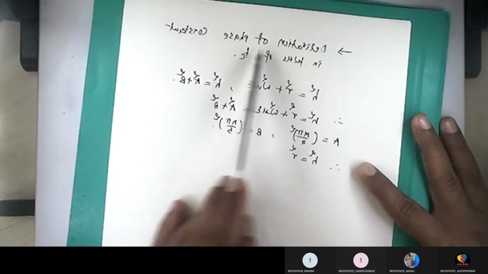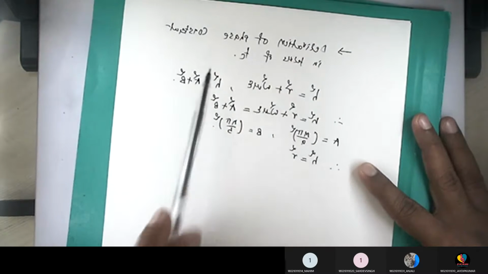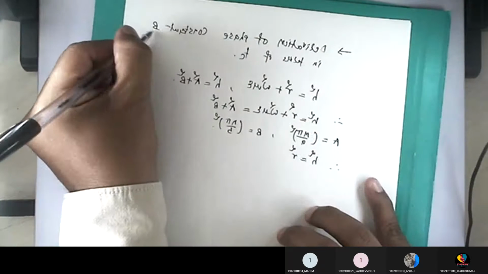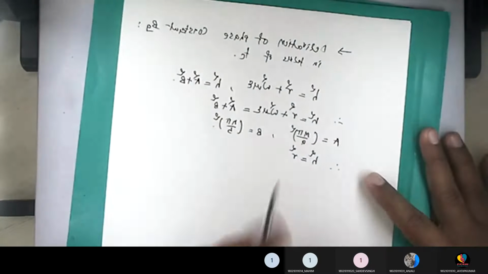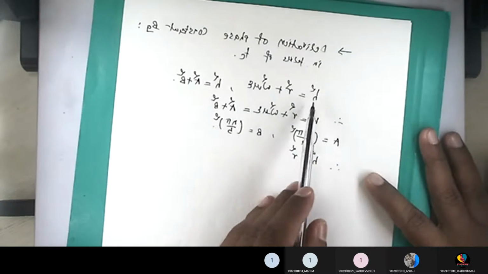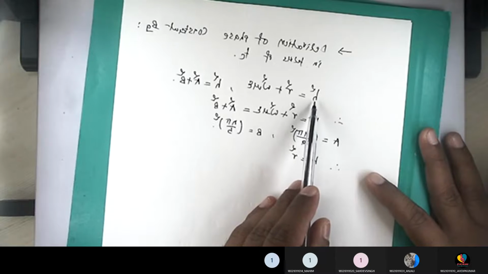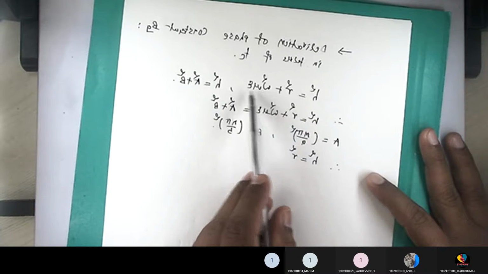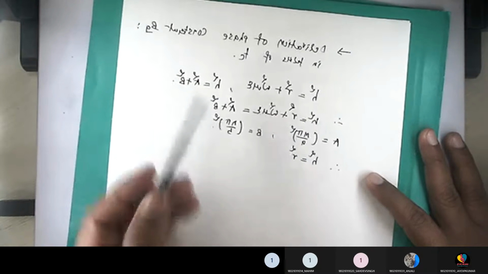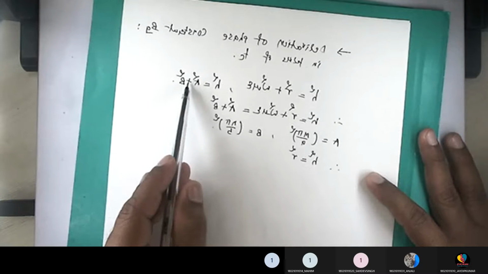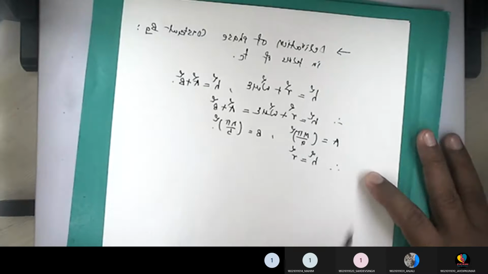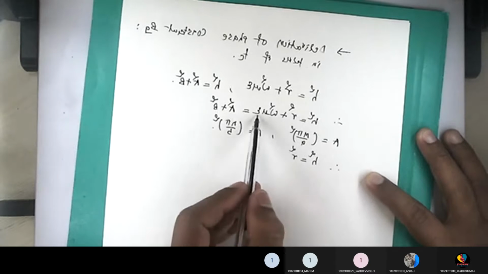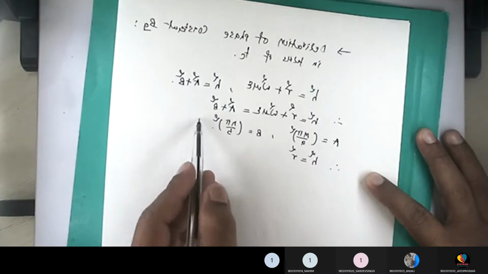So let me once again show you the derivation. We are trying to derive the phase constant, that is beta g, in terms of the cutoff frequency fc. As you are aware, this h square can be expressed as gamma square plus omega square into mu epsilon, where h square is nothing but a square plus b square. So I can express h square as gamma square plus omega square mu epsilon, which is equal to a square plus b square.